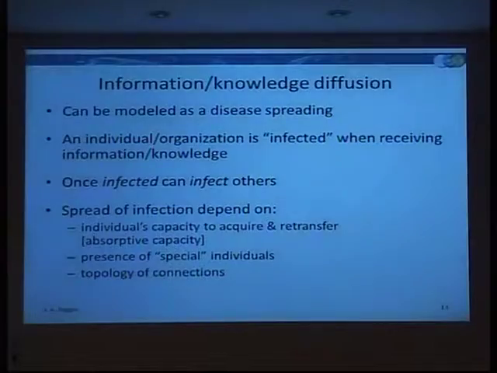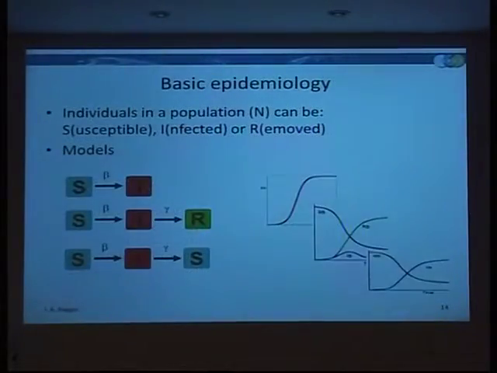Is it clear? Yes? The spread of infection or knowledge or information a lot of the time depends on the individual capacity to acquire and retransfer, special individuals and topology. Again, authority, personal views, personal characteristics, and networks. Now, basic epidemiology has three types of models: susceptible-infected (SI), susceptible-infected-susceptible (SIS), and susceptible-infected-removed (SIR). Okay. So, how would you describe susceptible and infective in an information and knowledge context? What does it mean to have a model that is only an SI model?